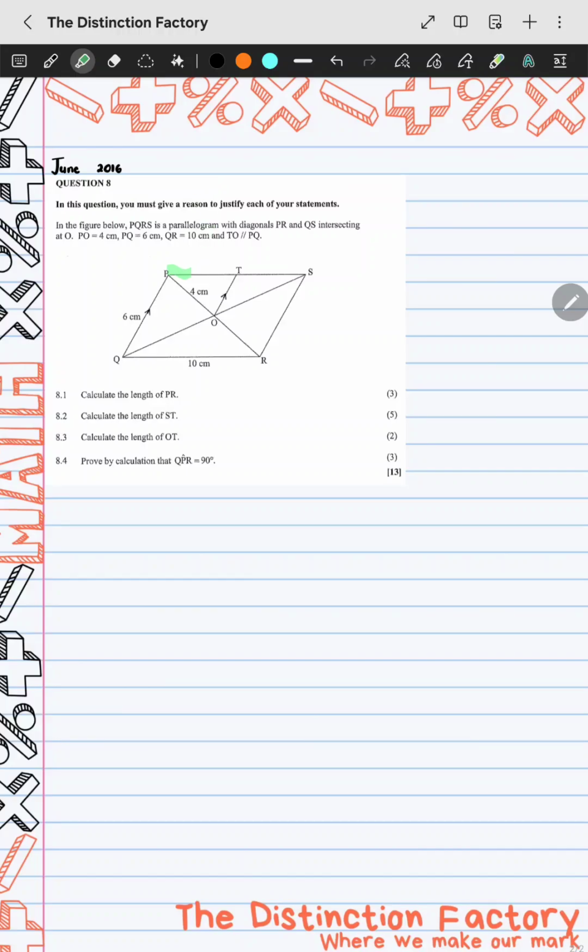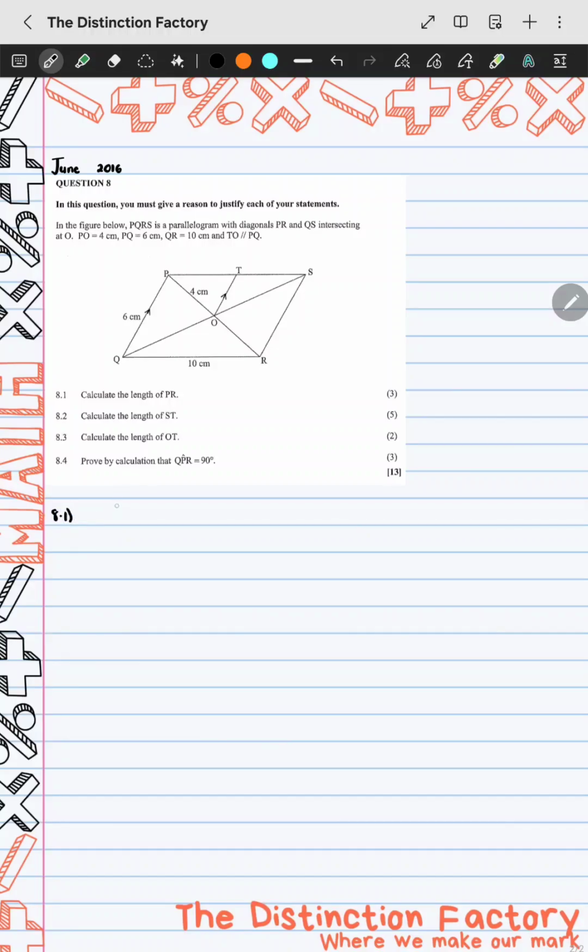Okay, the first one wants us to calculate the length of PR. So they want us to calculate this entire length over here. A way for us to do that would be to use the diagonals bisecting in a parallelogram method, because we already know that this is 4 centimeters, so this will also have to be 4 centimeters, meaning that the full length of this line will then be 8 centimeters.